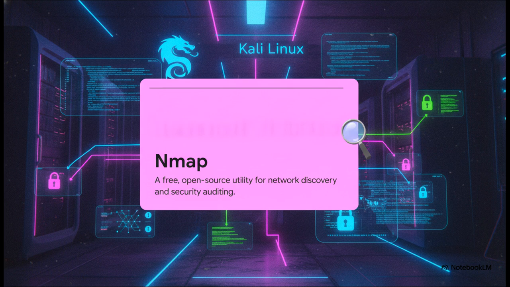It is the absolute first thing an ethical hacker reaches for when they need to understand their environment. Because it doesn't just tell you that a computer exists on a network, it tells you exactly what that computer is doing. But how exactly does a simple command line tool pull that off?